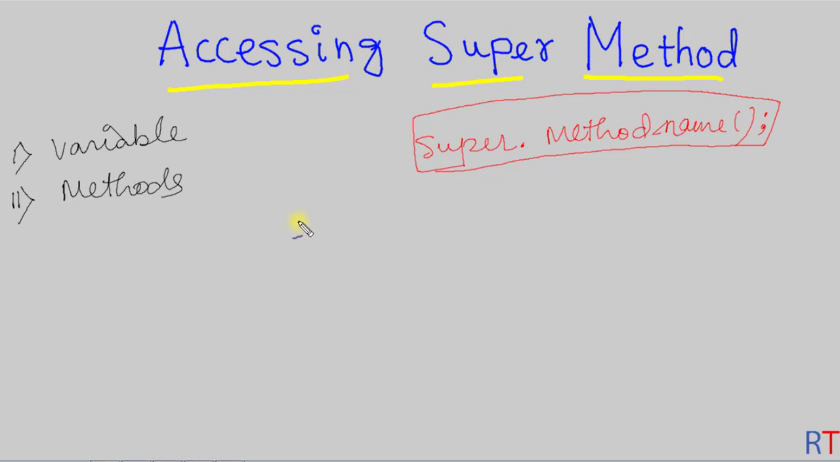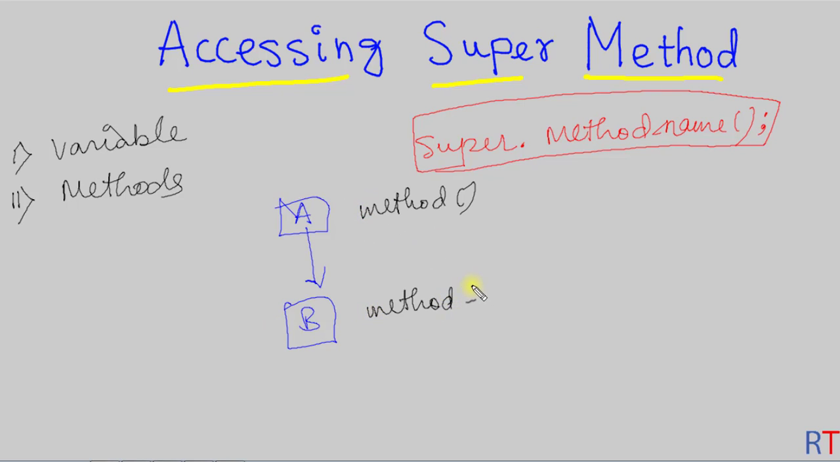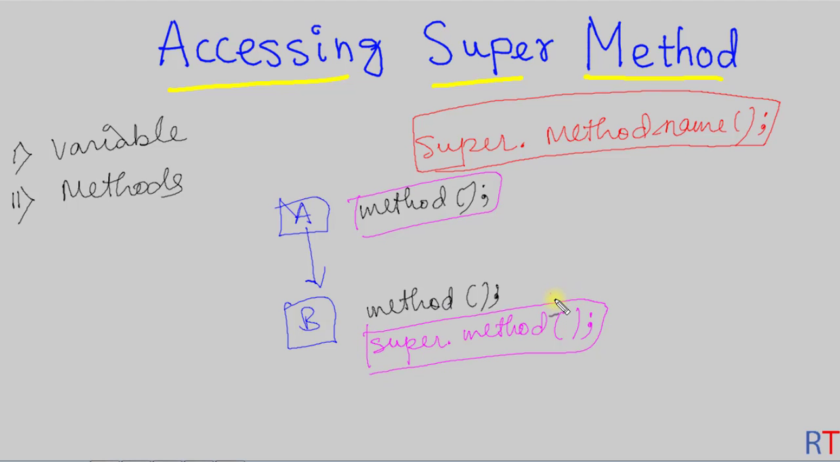Like in example, we have one superclass A and one subclass B, where both superclass and the subclass has one method with the same name. Now to refer to the superclass version of the method, we have to write super dot the method name, and this way we can refer to the superclass version of the method.